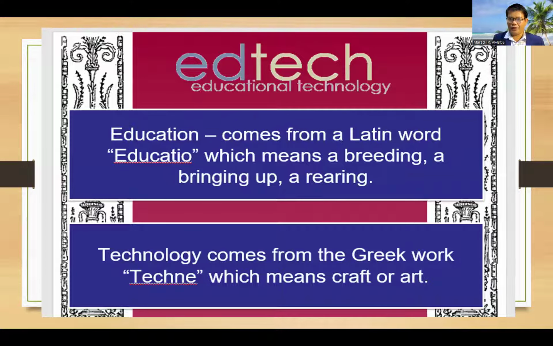we have the two words which we can associate with education, which comes from a Latin word, educatio, which means a breeding, a bringing up, and a rearing. I like these three words because they signify something that we can have. Like, for example, there is breeding, and of course, bringing up. When we bring up, there is something in the students that we wanted to have.